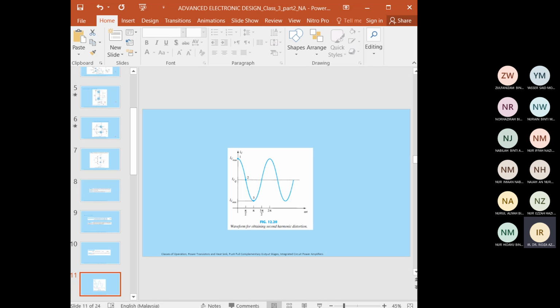So a collector current waveform, as you can see, based on the IC. In the peak to peak, we have the IC max and also the IC min, and the center is the ICQ, the quiescent of the IC. Okay. So for that, the IC is approximately ICQ plus I0 plus I1 cos omega t plus I2 cos 2 omega t.